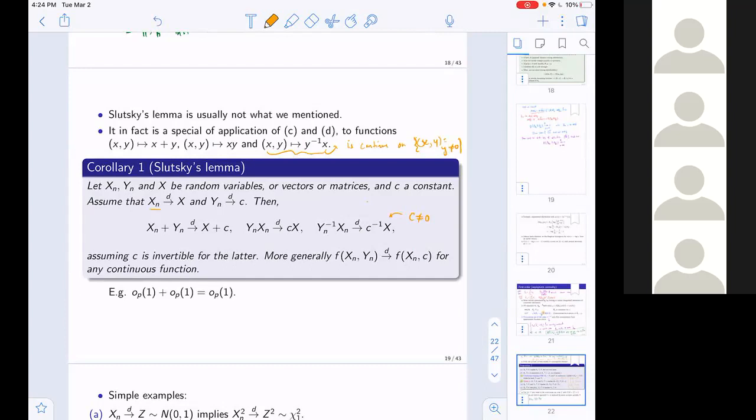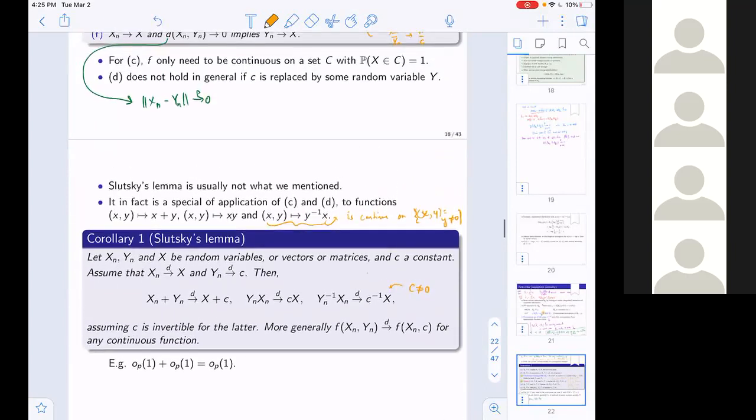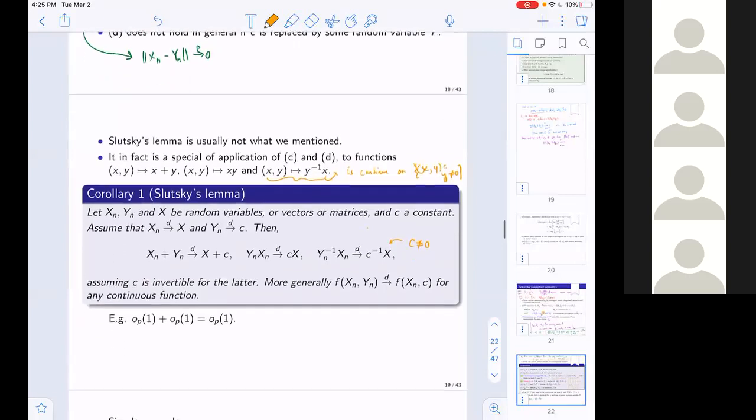So that's the statement of Slutsky's lemma. If you have a sequence converging in distribution, and you have another sequence, you can add them up and get this interesting result. You can multiply them, or you can divide. Any sort of continuous operation on the two would result in a valid statement in the limit. Questions?